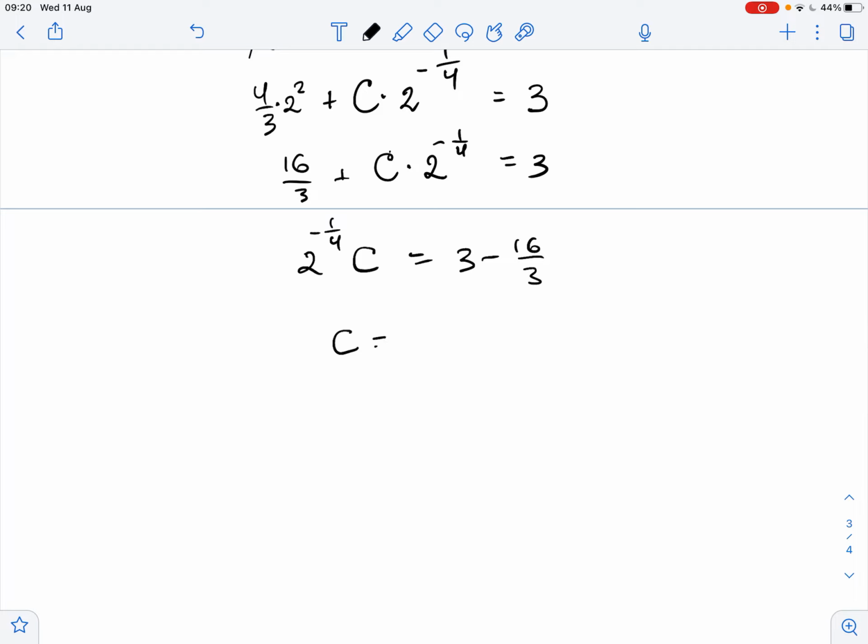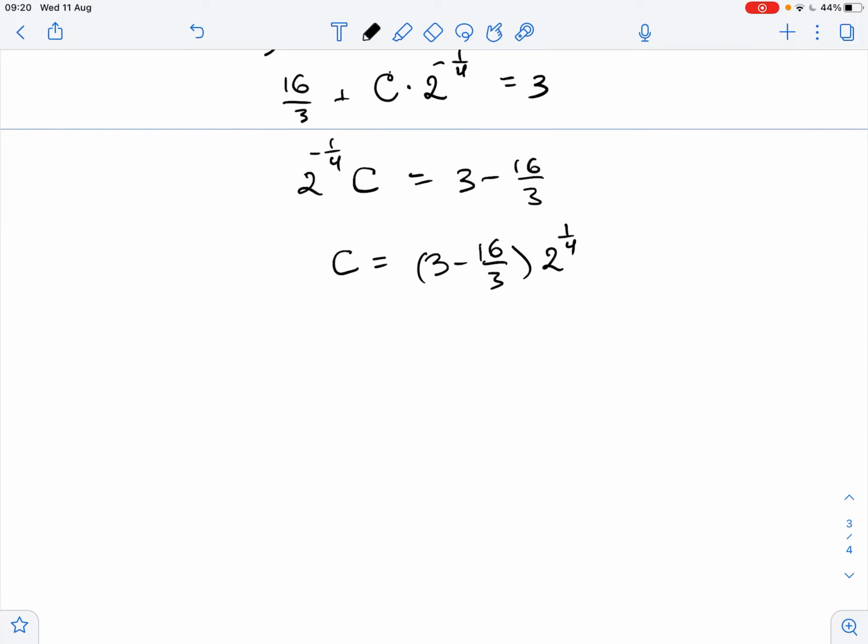Then c equals 3 minus 16/3 multiplied by 2 to the power of 1/4. Let's simplify it. So c equals 9/3 minus 16/3, which is negative 7/3, so it's negative 7/3 times the fourth root of 2.